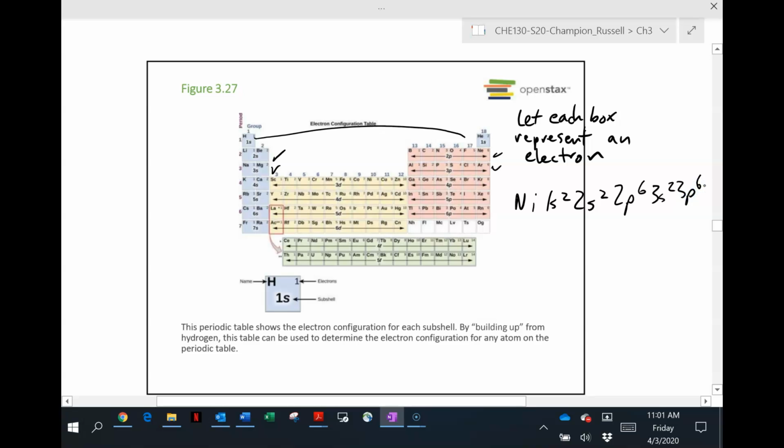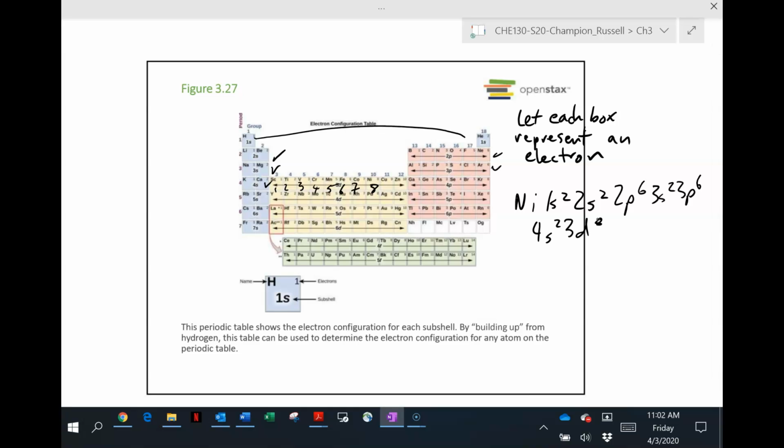I'm going to have to continue on the next line. 4s2 is potassium and calcium. And then I count over here 1, 2, 3, 4, 5, 6, 7, 8. I'm going to have 3d8 to get the nickel.